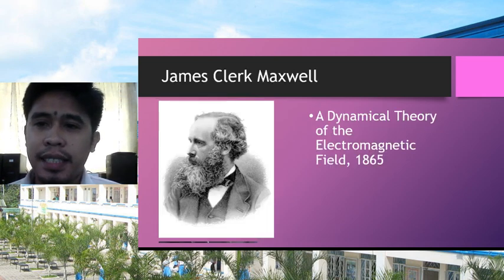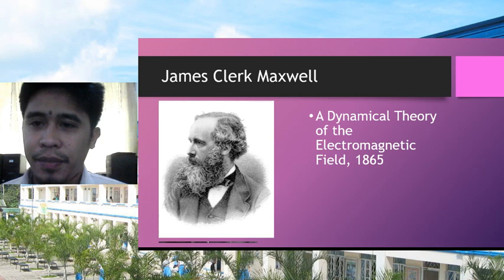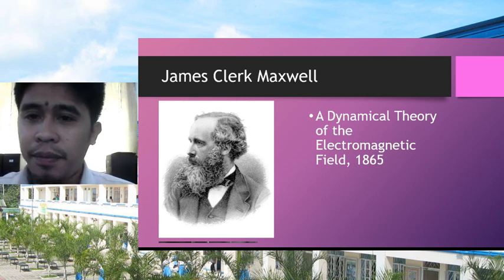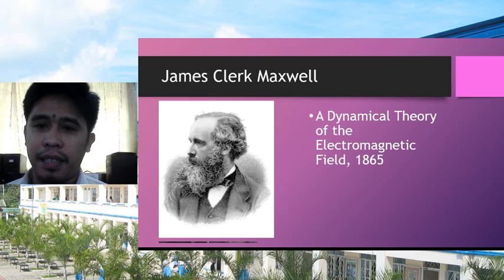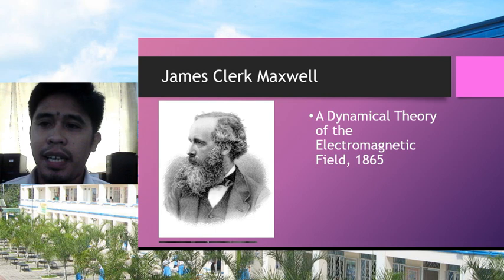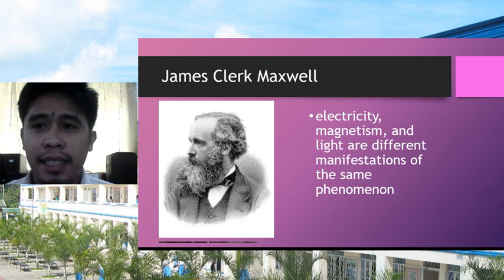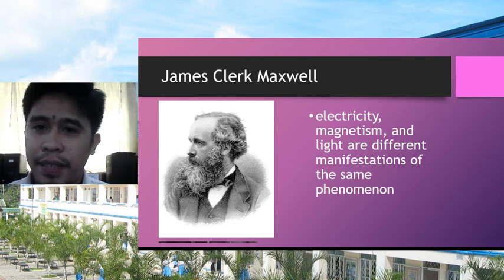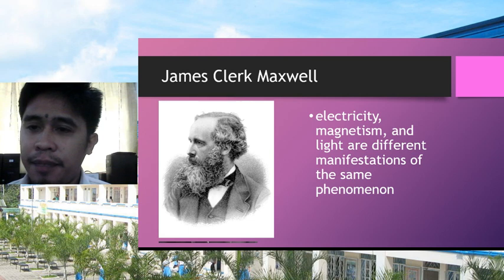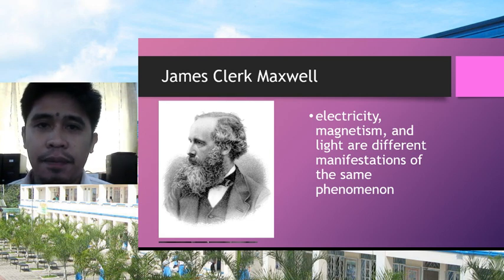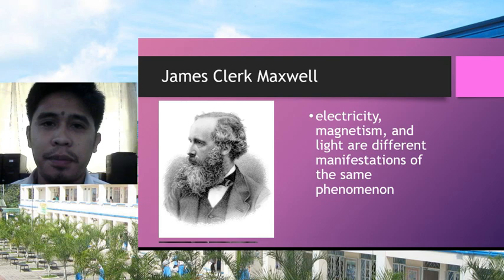Later in the middle of the 19th century, James Clerk Maxwell published a work entitled A Dynamical Theory of the Electromagnetic Field in 1865. He developed equations that relate electricity and magnetism. He further suggested that light has both electric field and magnetic field, and that electricity, magnetism, and light are different manifestations of the same phenomena. His four equations became the foundations of electromagnetic theory.